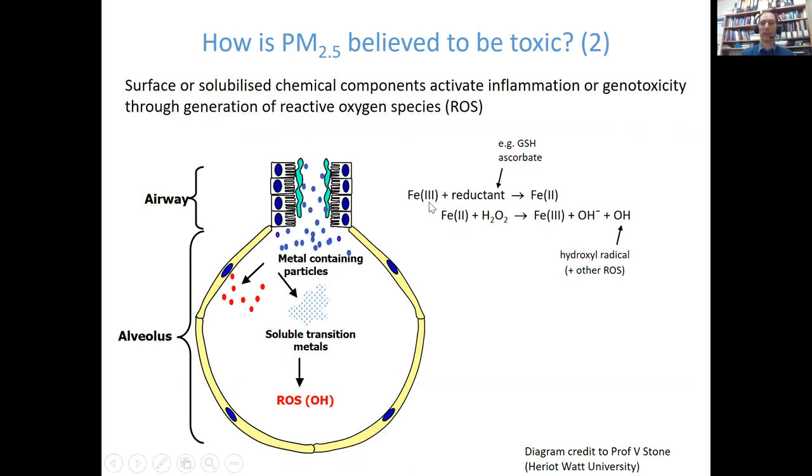So iron is quite an abundant metal component in particles, with iron-3 encountering one of the reductants in the body in the lung lining fluid, such as glutathione or ascorbate, that can reduce the iron to iron-2. If that iron-2 reacts with a hydrogen peroxide molecule, that oxidizes that iron-2 back to iron-3, but in doing so, it creates these reactive oxygen species. And these are very highly active species that can set off systemic inflammation pathways in the body, and indeed also create DNA damage and perhaps be a source of ultimately cancer in the body as well.